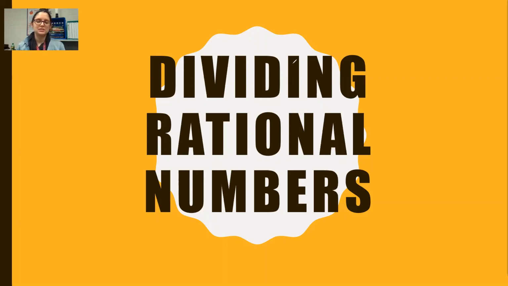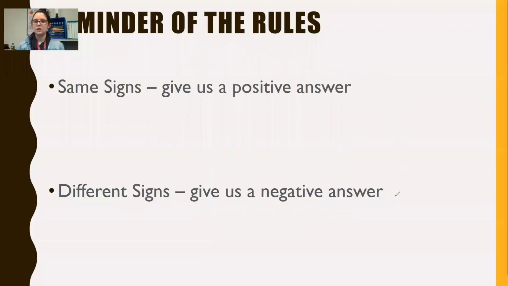Today we are looking at dividing rational numbers. And as a reminder, our rational numbers are our positive numbers, our negative numbers, zero, fractions, and decimals. So we want to start off with a quick reminder of our rules.